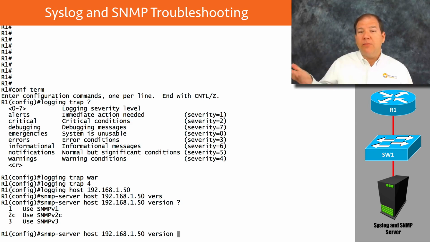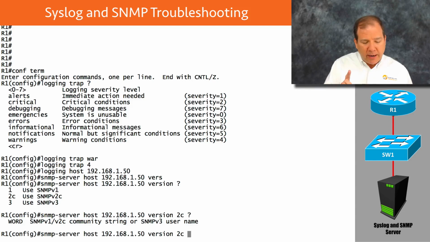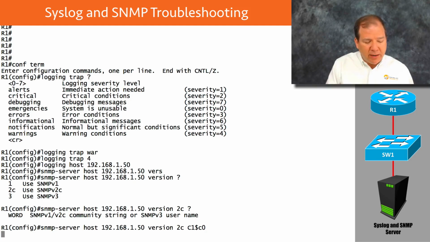Maybe our server is running version 2c. However, we're looking at this and we think, well, let's go with the best one. Let's go with number 3. That's the most secure. And we've got a mismatch. It needs to match up between your managed device and the SNMP server. I'm going to say that we're using version 2c, and we can also specify a community string, or if we were using SNMP version 3, we would specify a username here. I'm using version 2c, so I'm going to specify a community string which needs to match up on the SNMP server. Let's say it's capital C, 1, a dollar sign, a lowercase c, and a 0. We'll say that that is my community string that needs to match up.